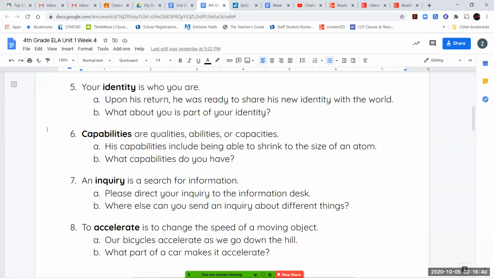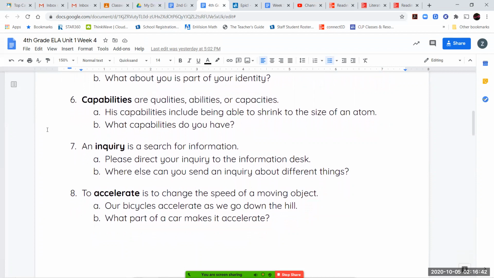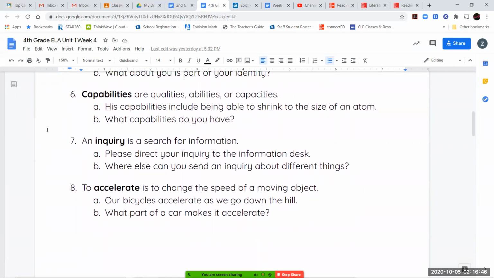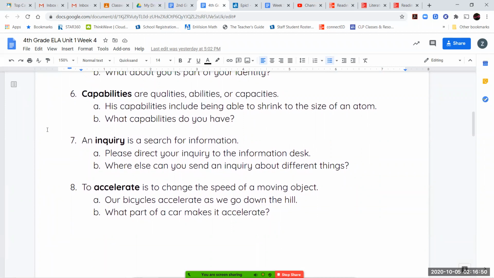All right, your seventh word for this week is the word inquiry. An inquiry is a search for information. When you inquire about something, you're asking about something, so you're looking for information. So if I say, please direct your inquiry to the information desk, that means I'm telling you, please take your question over to the information desk because they would probably have the answer for you there. So an inquiry is a question that you have.